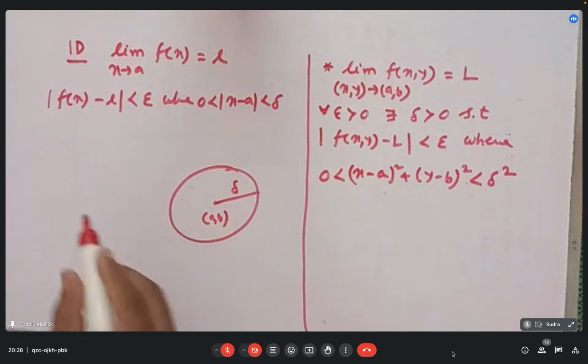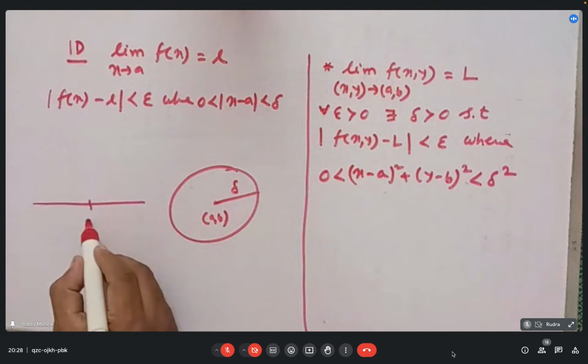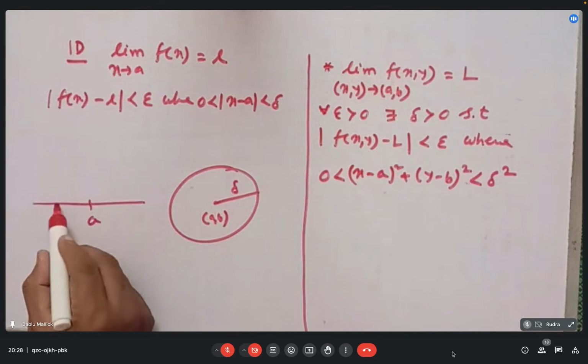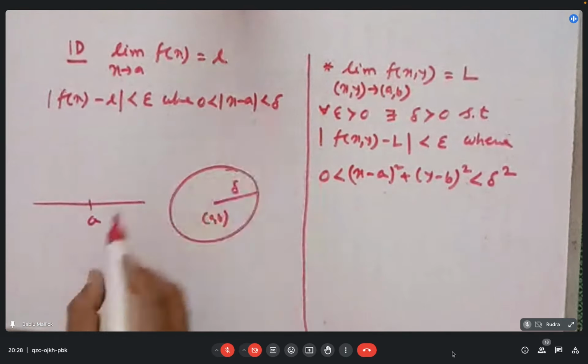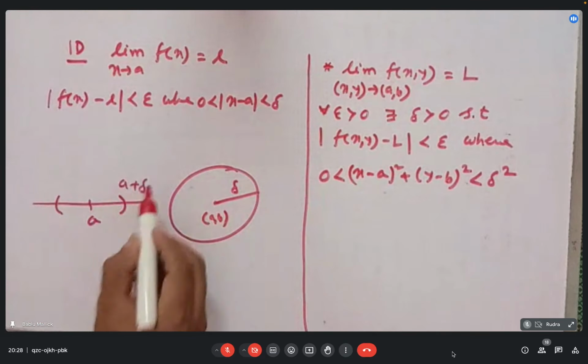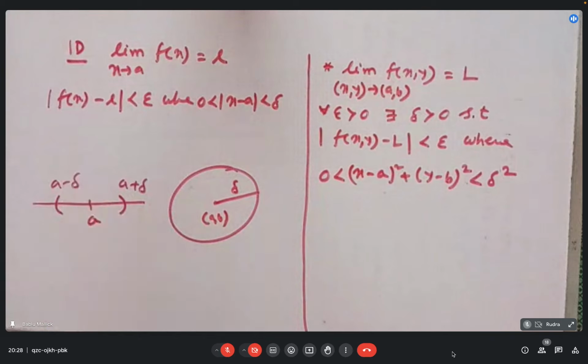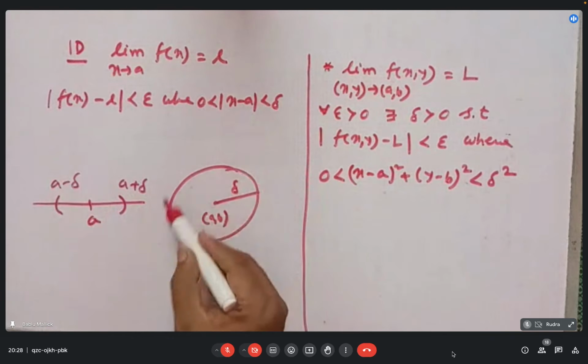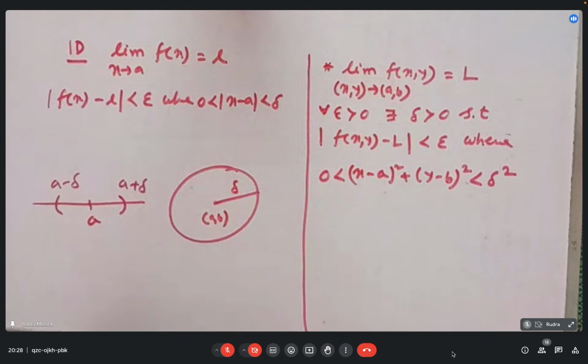So in one dimension it is a line. Here x is equal to a point. We shall take mod of x minus a less than delta, meaning from here to here, it is a plus delta, it is a minus delta. But in two dimension we shall consider a circular neighborhood.